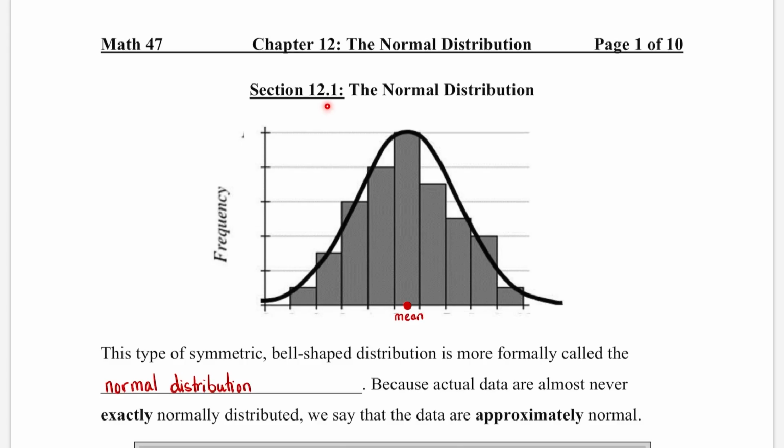Section 12.1, the normal distribution. The normal distribution looks like a bell and is symmetrical. It's centered around the mean with one peak. In a normal distribution, the mean, median, and mode are all the same.